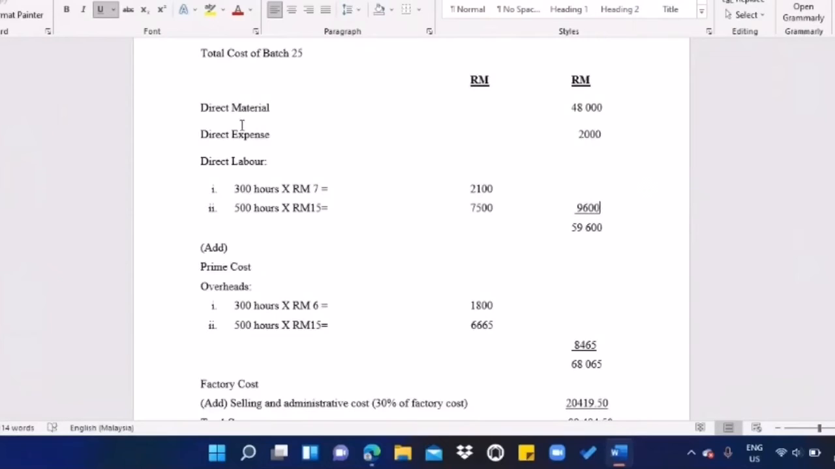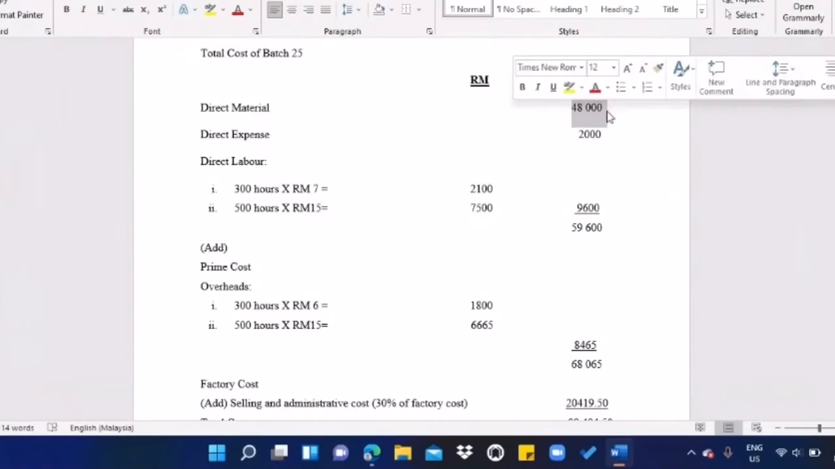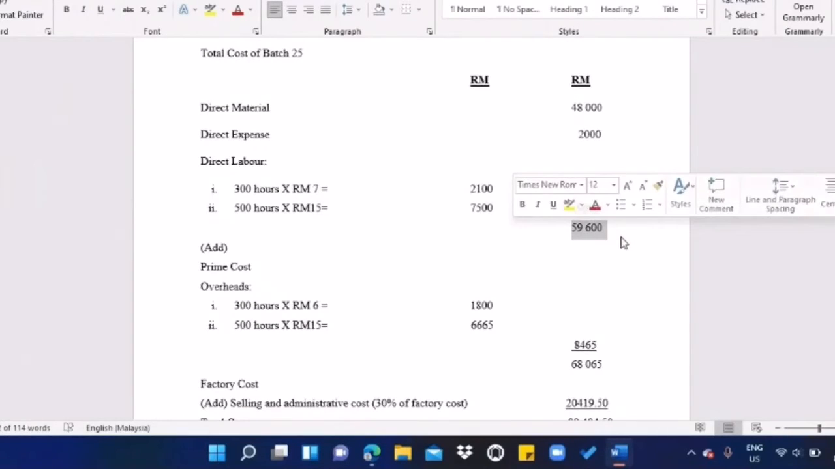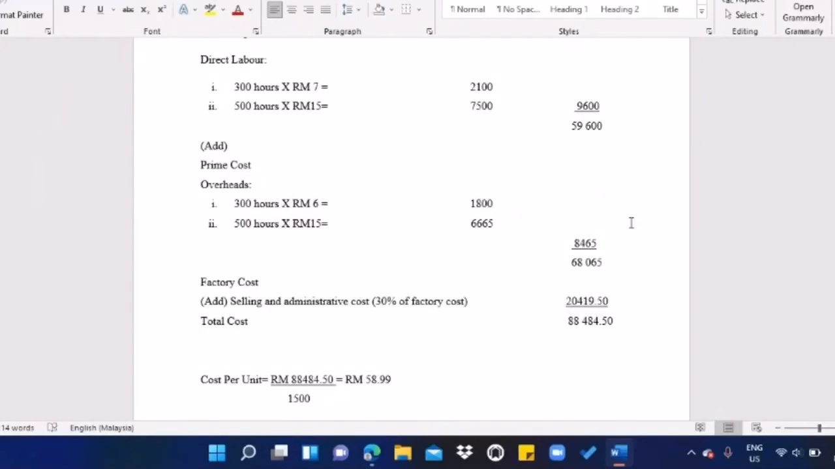So the total sum of 7,500 and 2,100 is about 9,600. What we need to do next is the direct material needs to be summed up with the direct expenses and the direct labor. So we take 48,000, add 2,000, and add 9,600, so we get 59,600 as the prime cost. All right, so we move to the overhead.